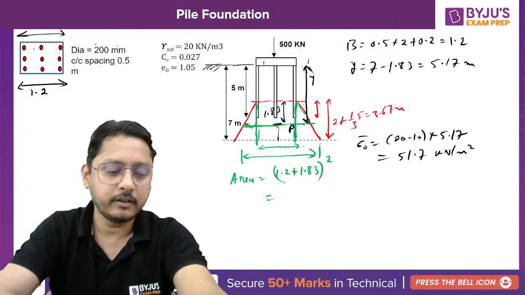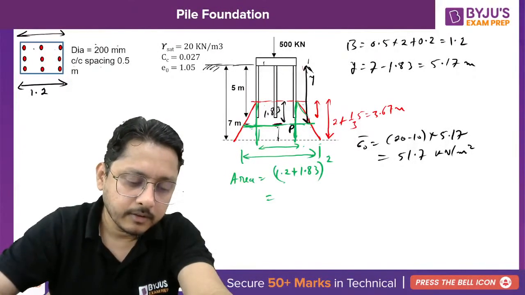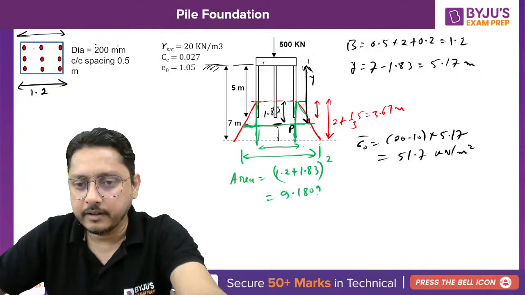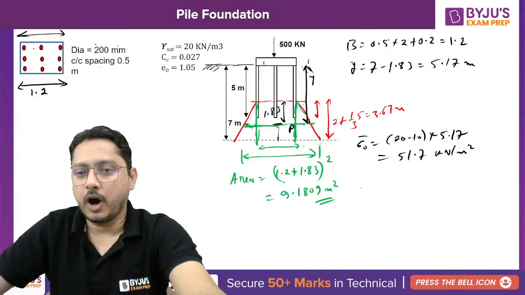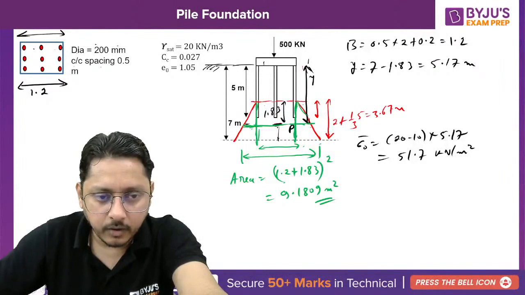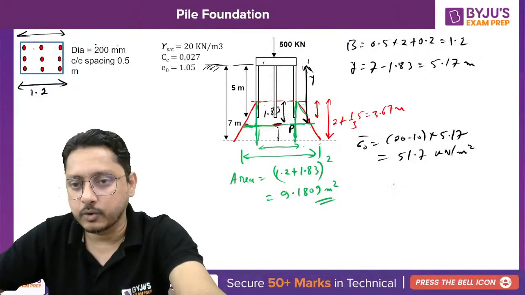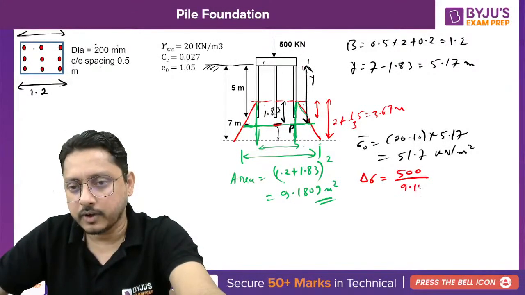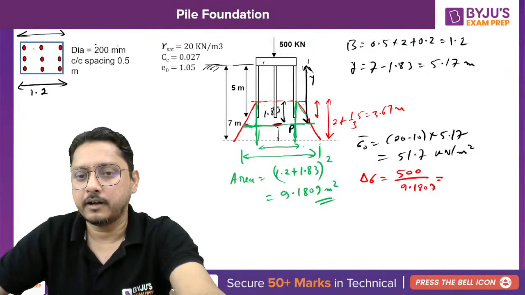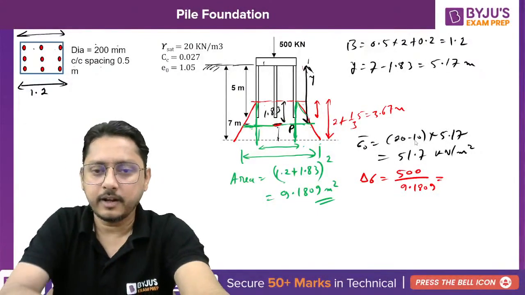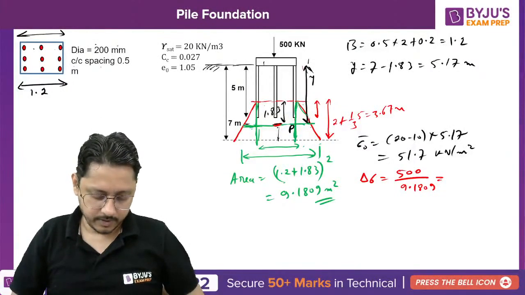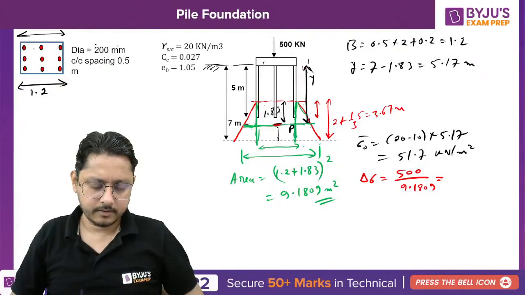And this area, if you calculate, you will get around 9.1809 meter square. Now how you can calculate del sigma? Very simple. Del sigma, now by what amount you are increasing the stress at that particular location, due to your load only it is coming, no? So del sigma simply will become total load divided by that area, that is 9.1809. How much you are getting? I think it will be around 54.6. 500 divided by 9.1809, 54.46.